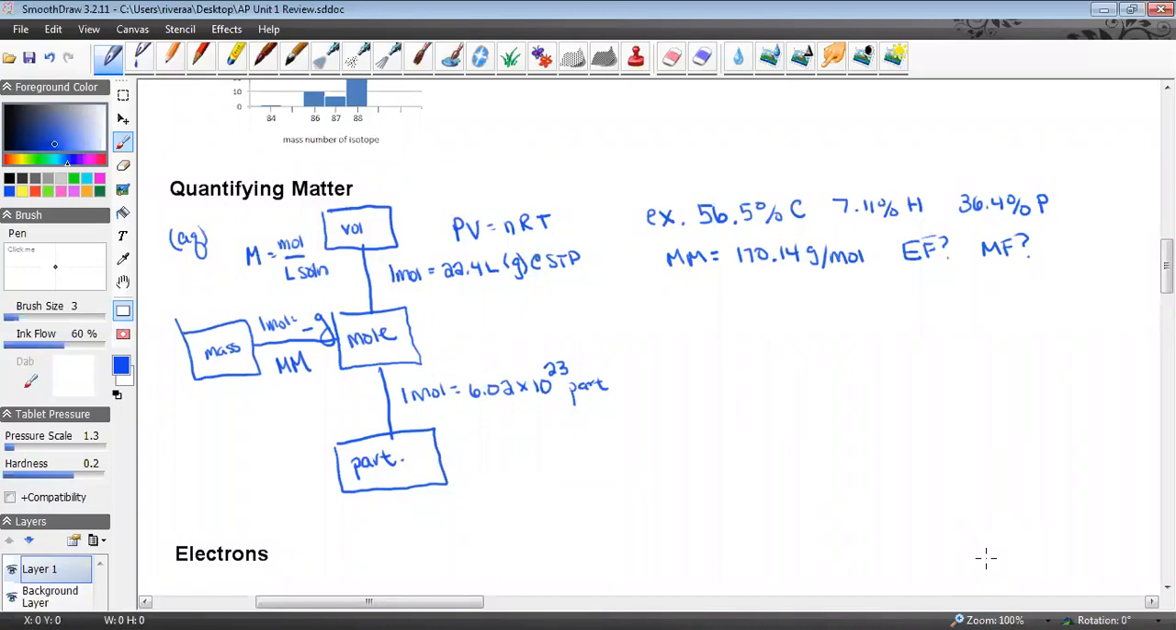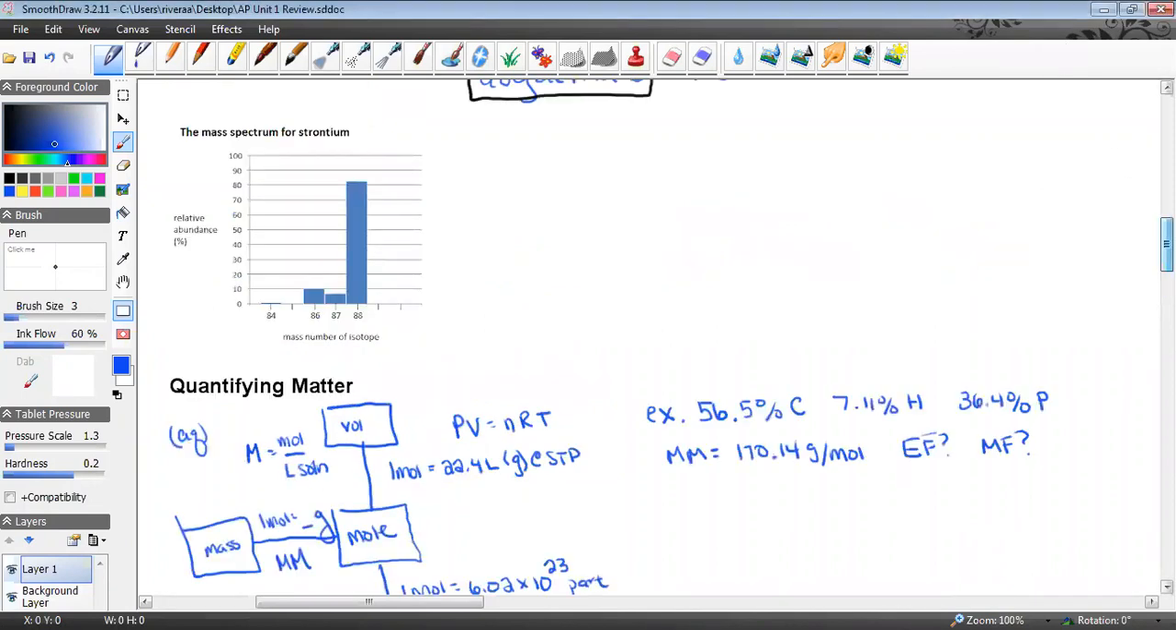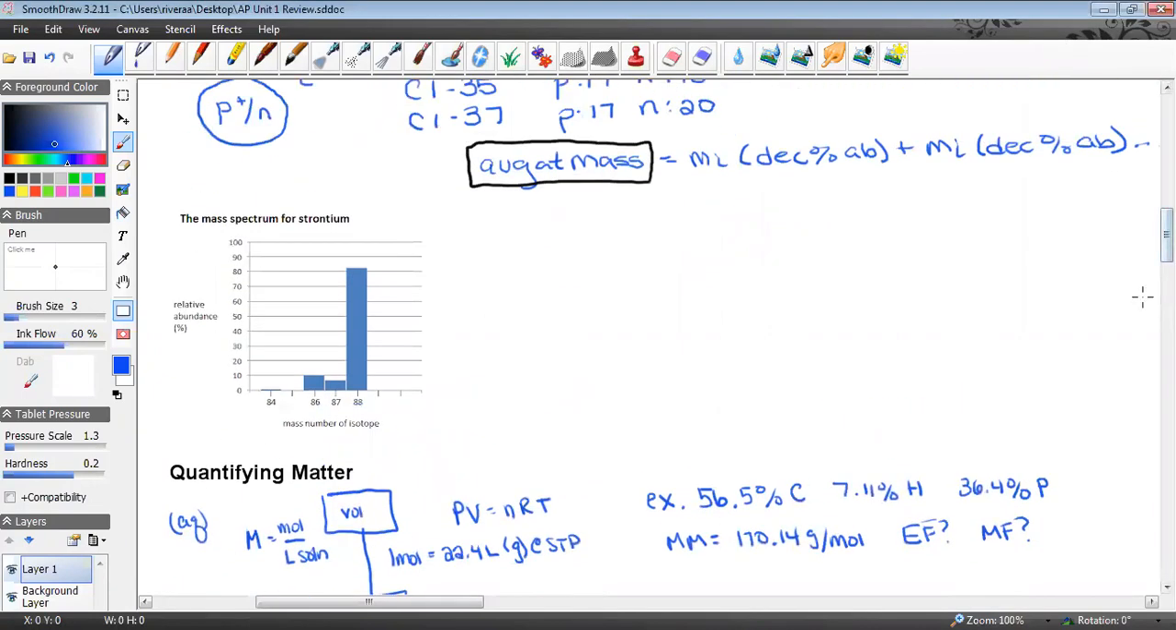Can I scroll to the average atomic mass? Forgot to copy it down. Sure. Can you see that, Theo?